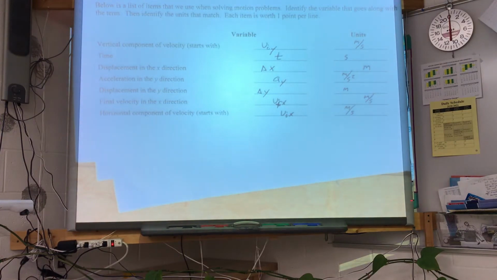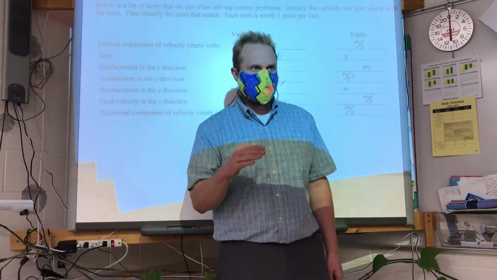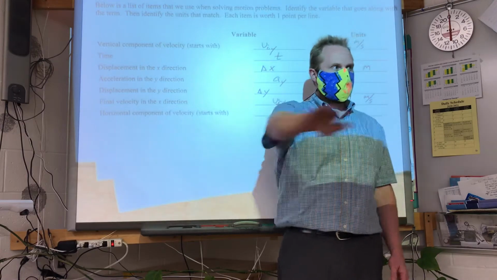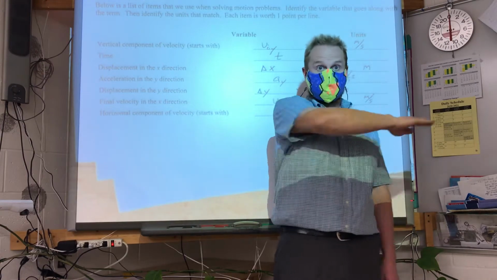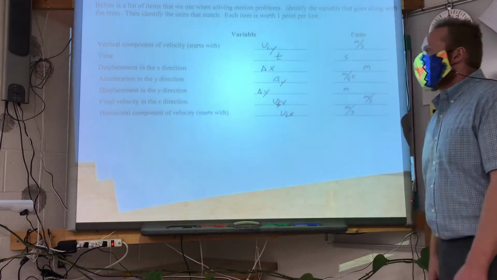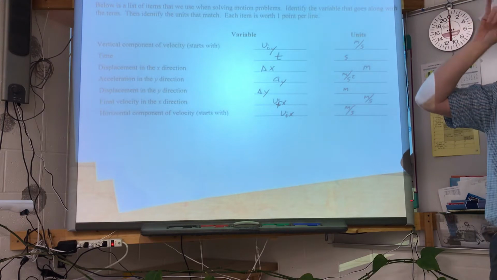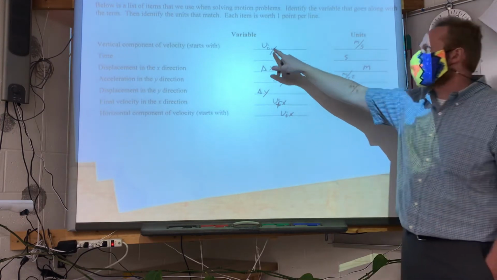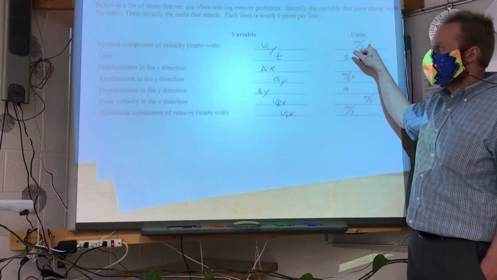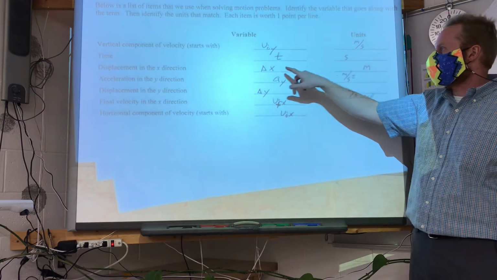So if it's a vertical component of velocity, and some of you are still confusing vertical and horizontal: vertical is in the Y, horizontal is in the X. The sun comes up over the horizon, that's in the X direction. When we talk about vertical component of velocity, I put "starts with" to hopefully prompt you to say initial, so it's VIY, vertical Y initial. We measure all velocities in meters per second. Time is the variable t measured in seconds.